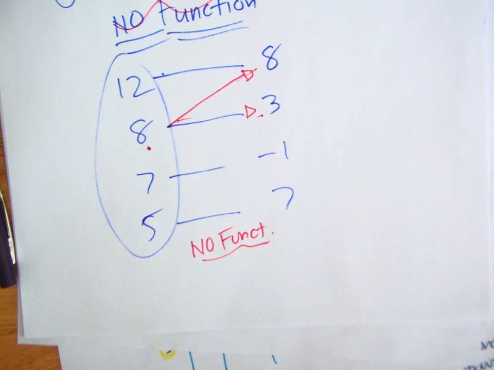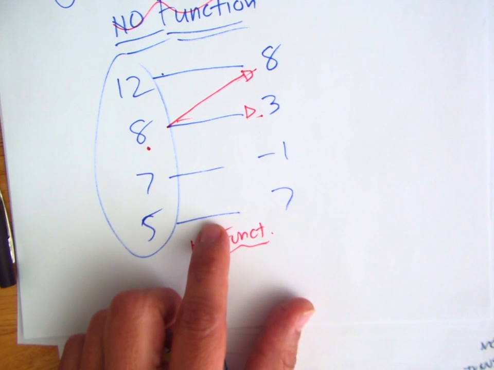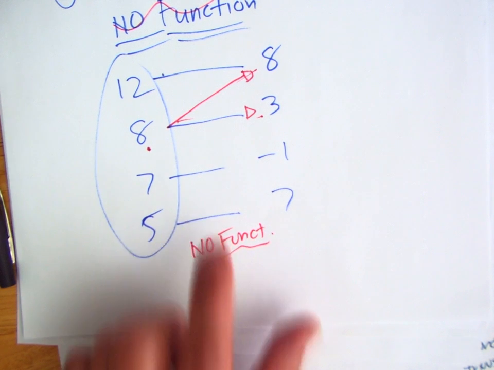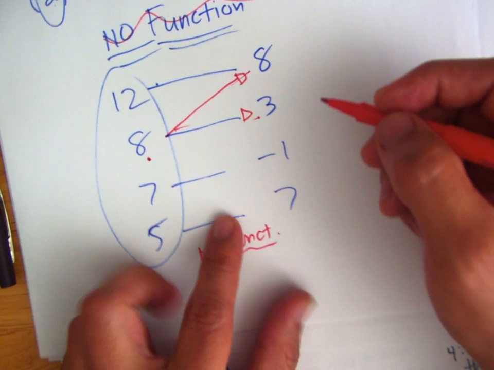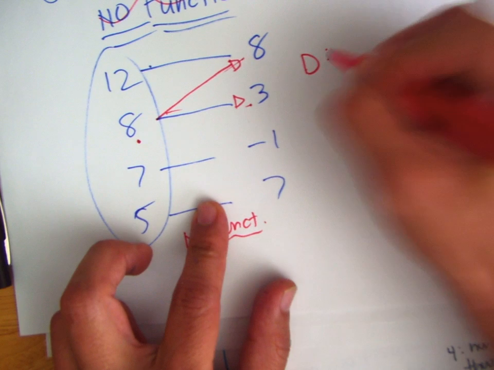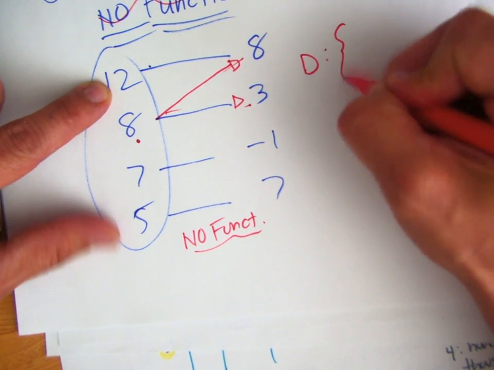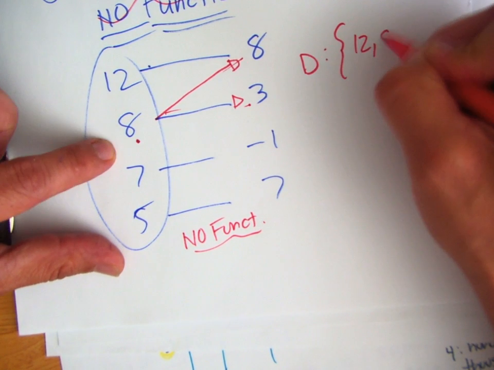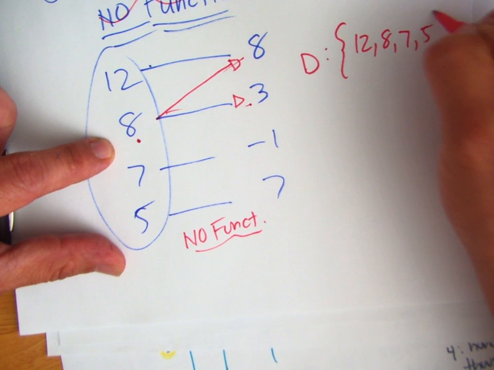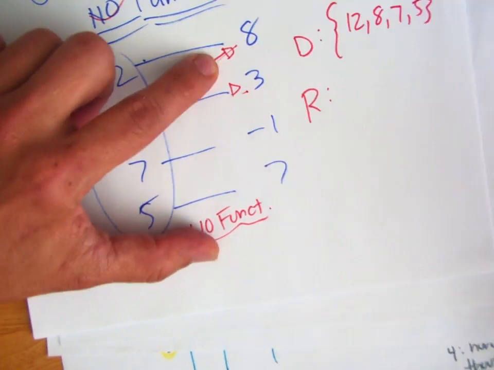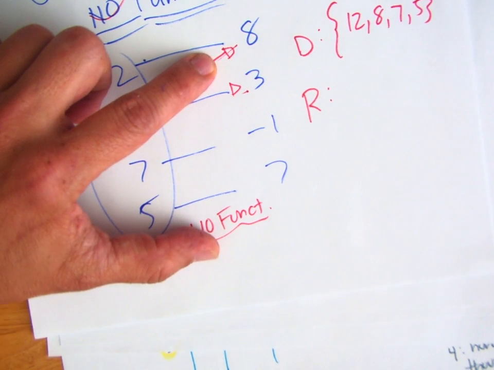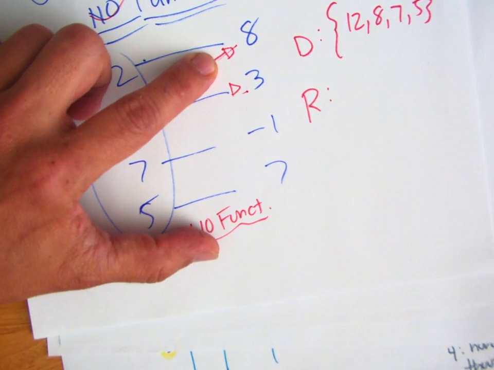All right, so now they're also going to give you a different type of problem. When we find the domain, basically you use the set notation: 12, 8, 7, 5. Set notation. And then the range is what? Go ahead and do the range.